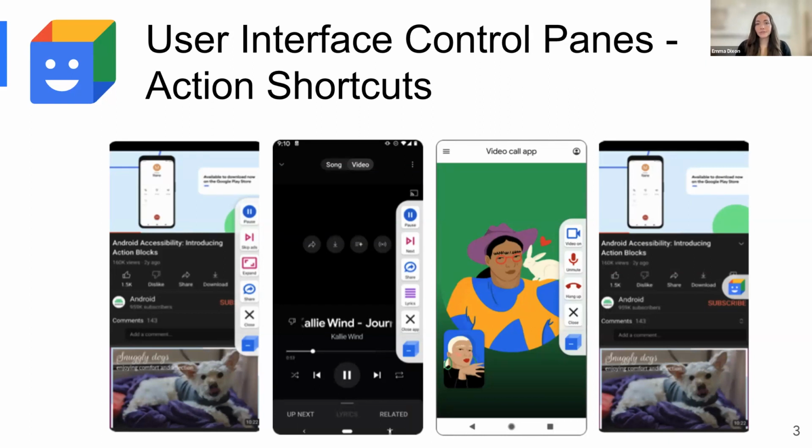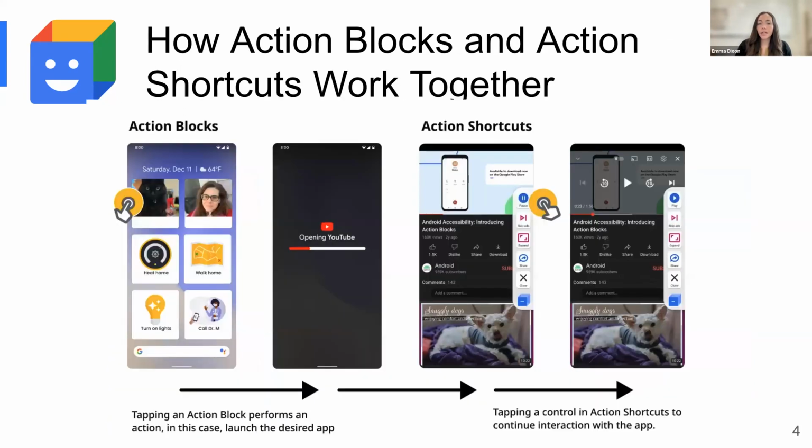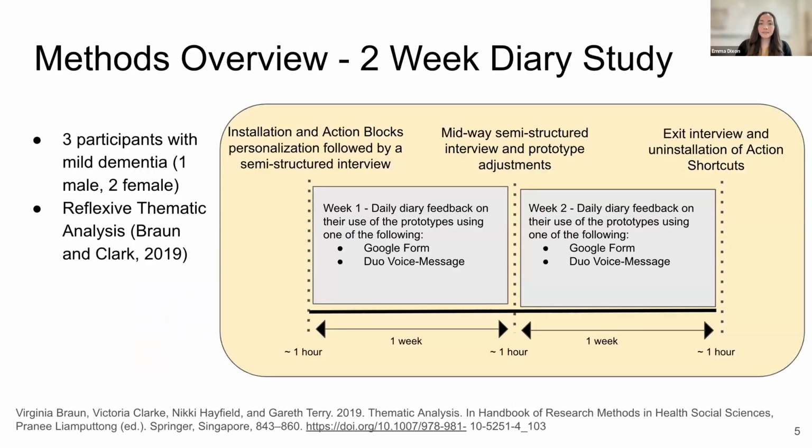screen that contains uniform app controls that are different for various types of apps, such as media players or video calling. These two prototypes work together in that tapping on an action block performs an action, such as launching the desired app. Action Shortcuts then provides a consistent, simplified intermediate interaction layer for users to navigate follow-on actions within the launched app. To test these prototypes, we conducted a 2-week diary study with 3 people with mild dementia. Please see our paper for further details.